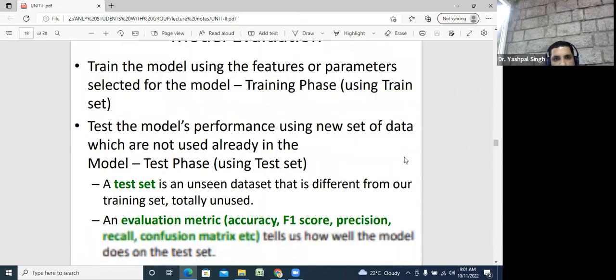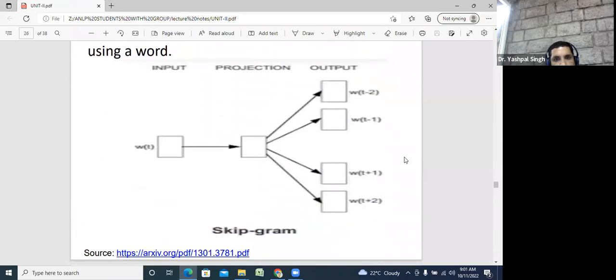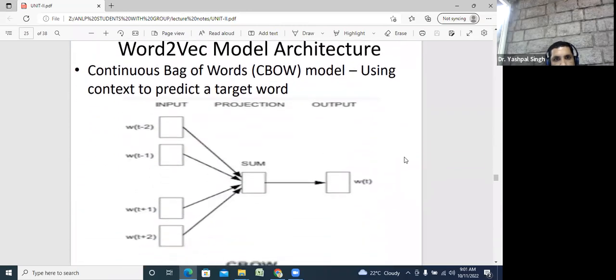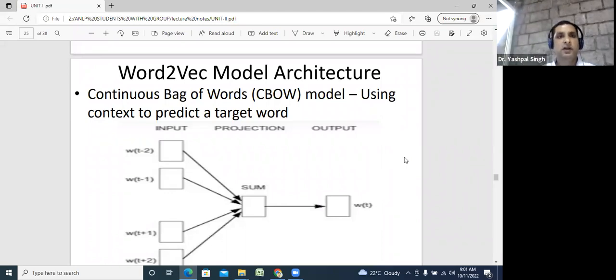We will just go ahead. So we will start with the word to vector model architecture. Okay, now in the word to vector model architecture, what happened?